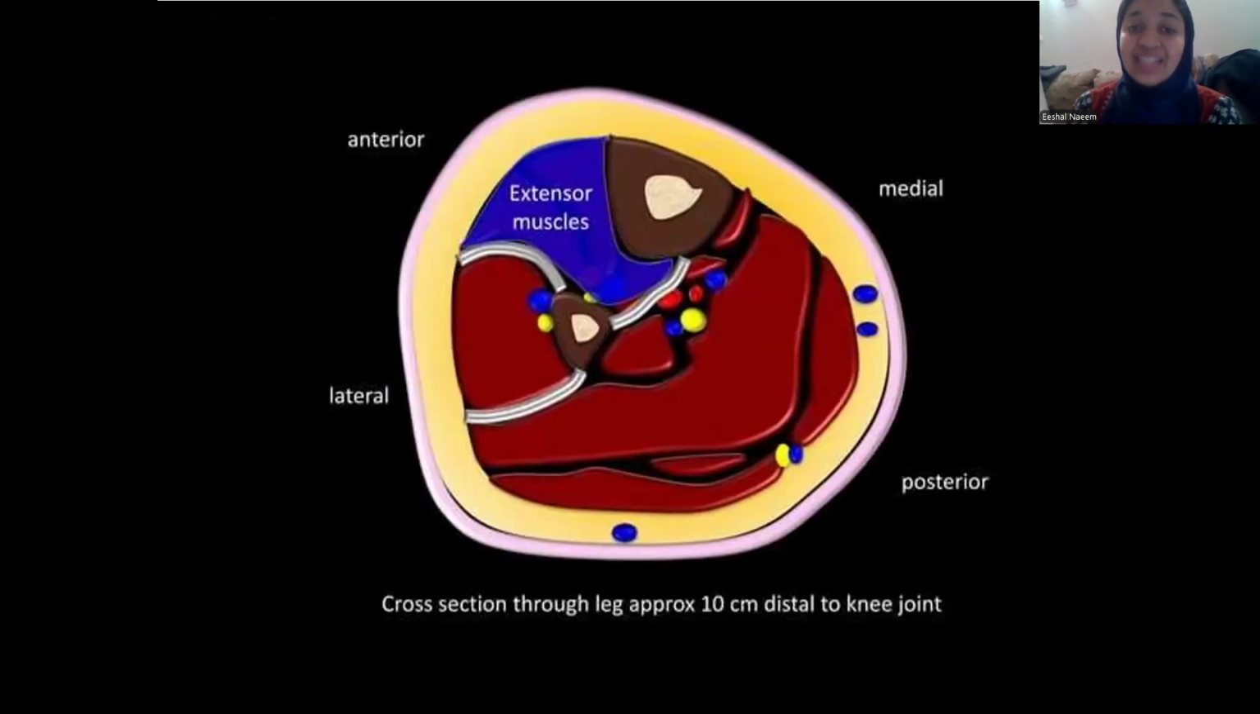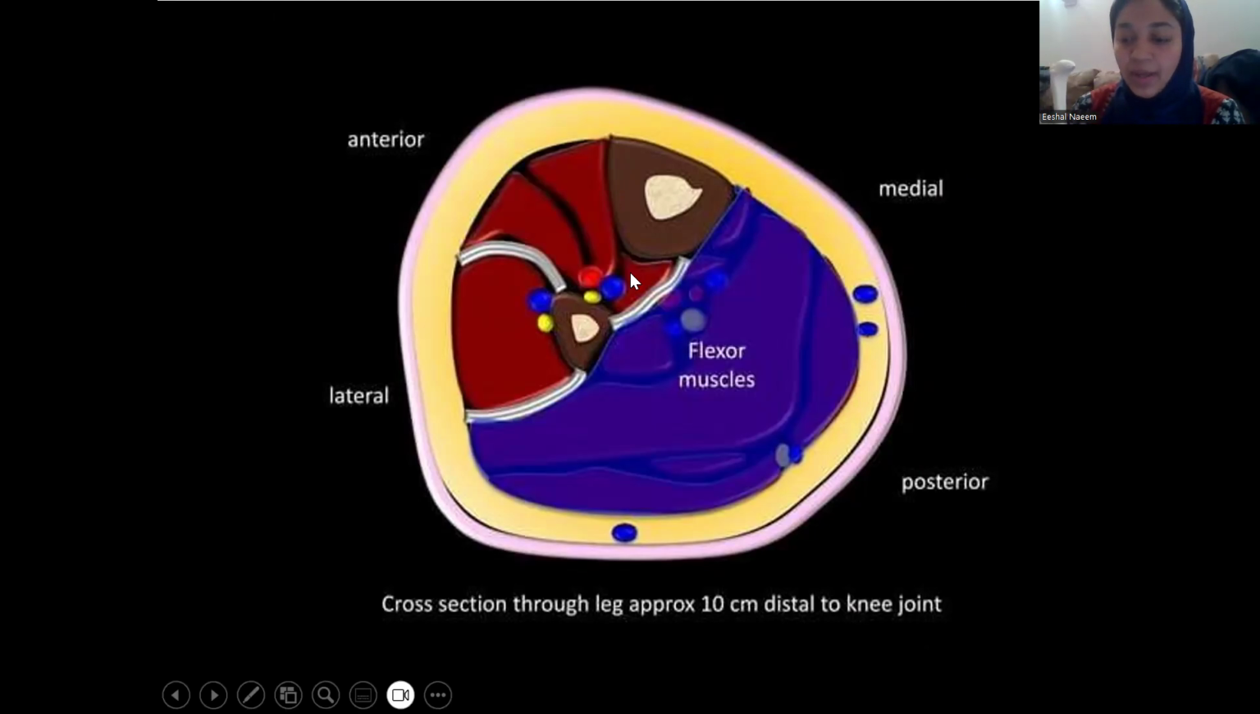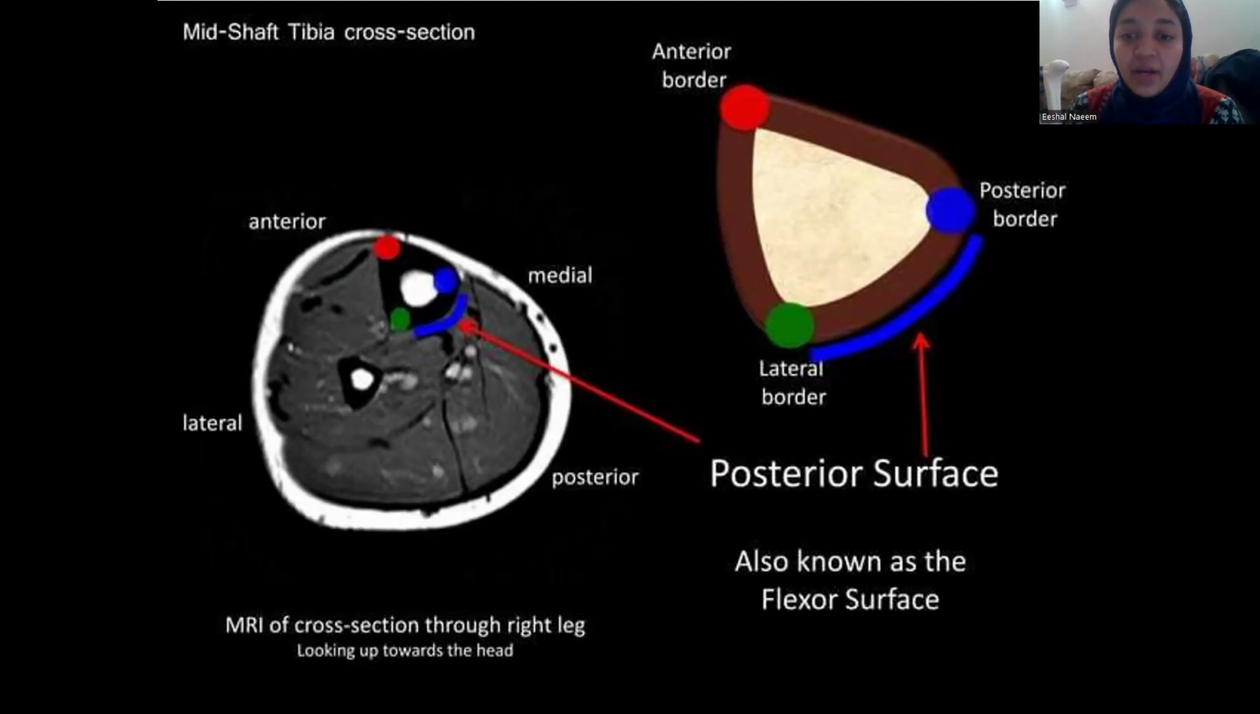Why is it known as the extensor surface? Because all the extensor muscles attach here. So this is the tibia and this is the fibula, and in the cross section, you can see that this part is giving attachment to the extensor muscles. Okay. And then we have the posterior surface. I'm going to turn the bone around. You can see that the posterior surface lies between the posterior border and the lateral border. Okay.